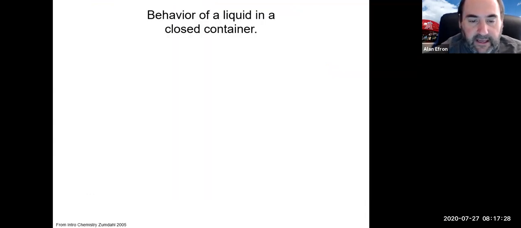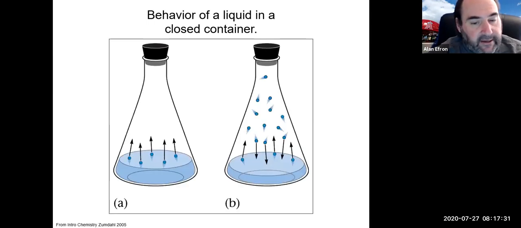Now, when we look at a solution in a closed environment like this, we don't get that rate of evaporation. That's because by putting a lid on it, we have prevented these molecules from escaping. They can't get pushed away by air, and that's not going to accelerate the evaporation process. But what we will notice is, if you look at the liquid volume here versus here in the two flasks, there's a little bit of a difference.